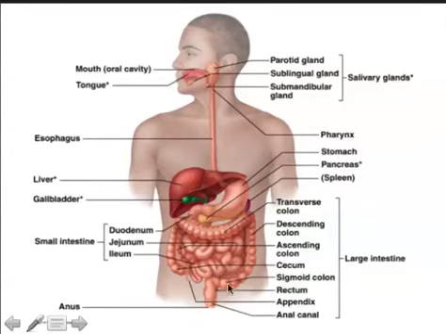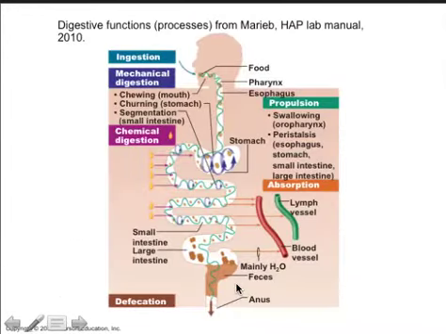The passageway out of the body is guarded by an internal and an external anal sphincter. The external anal sphincter, of course, we control; that's skeletal muscle. The internal anal sphincter is smooth muscle. So that's the whole trip. And this is just a picture showing you what we've discussed. So no real news here.